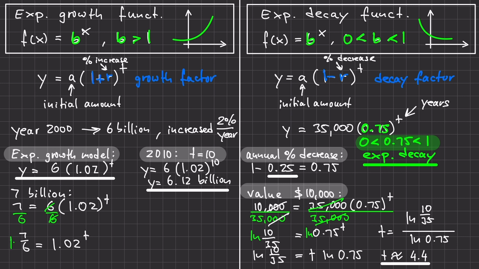And after taking the ln on both sides and bringing down the exponent t, using the power rule, gives us ln of 7 over 6 equals t times ln of 1.02. And after dividing by ln of 1.02 on both sides, we get t approximately 8. So the world population was about 7 billion in 2008.